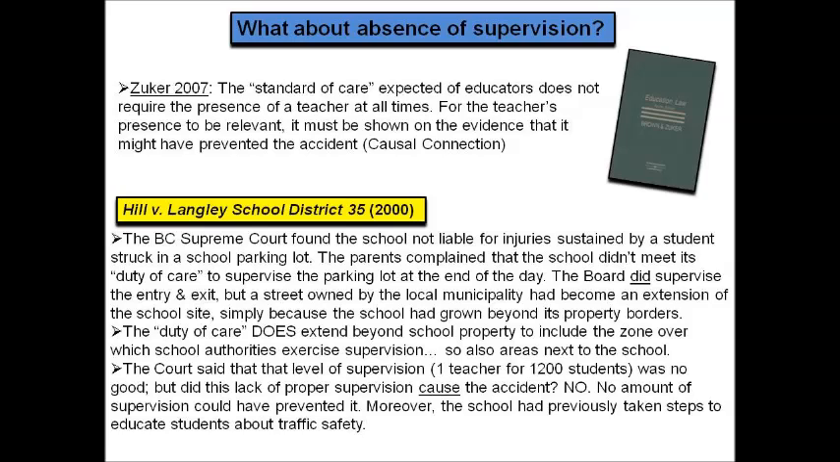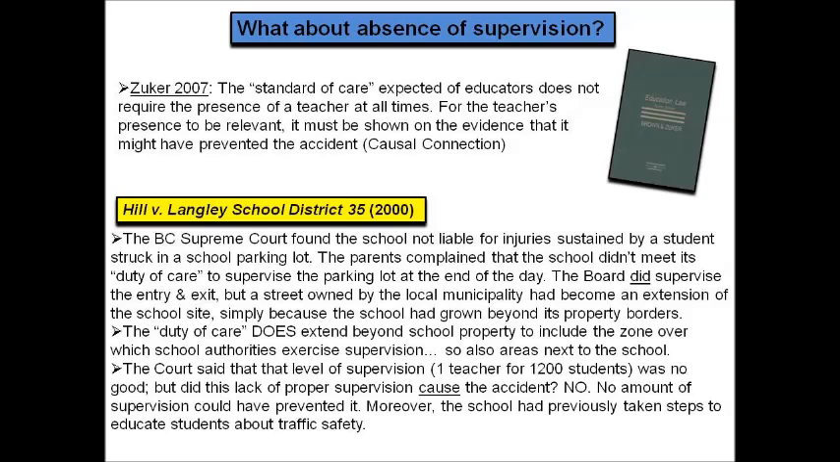Hill v. Langley School District in 2000. The BC Supreme Court found the school not liable for injuries sustained by a student struck in a school parking lot. The parents complained that the school didn't meet its duty of care to supervise the parking lot at the end of the day.